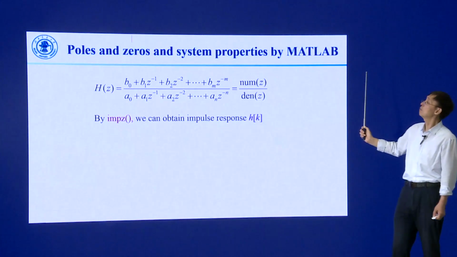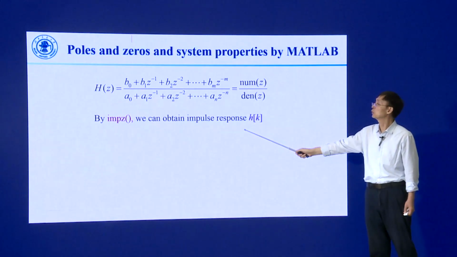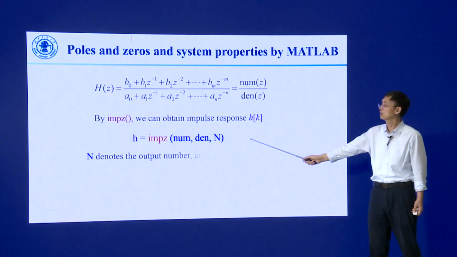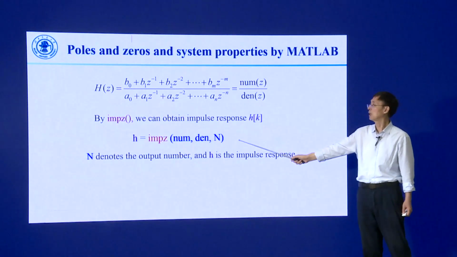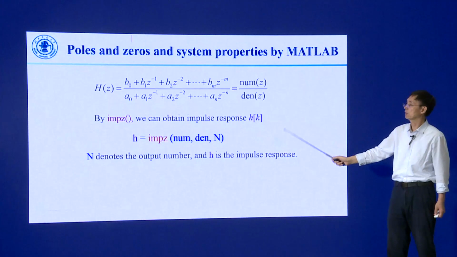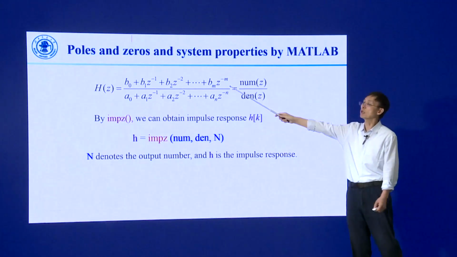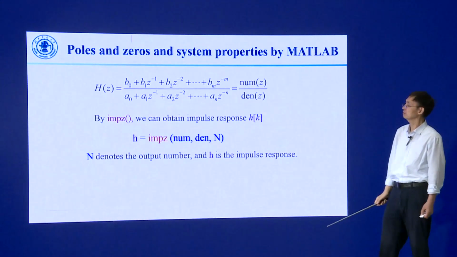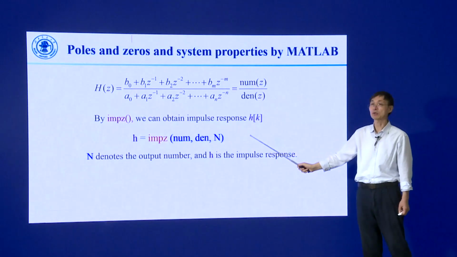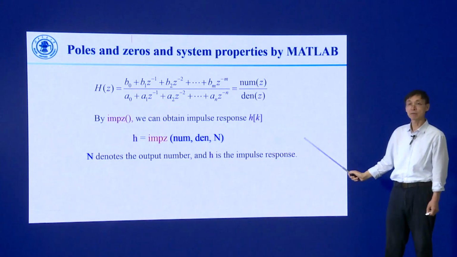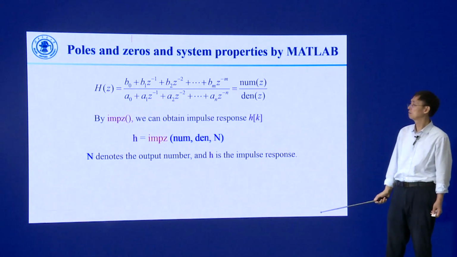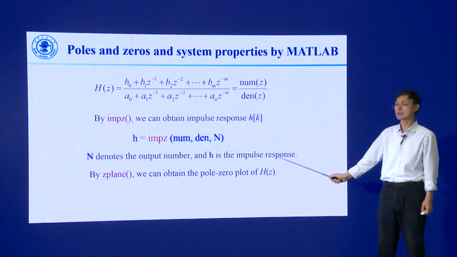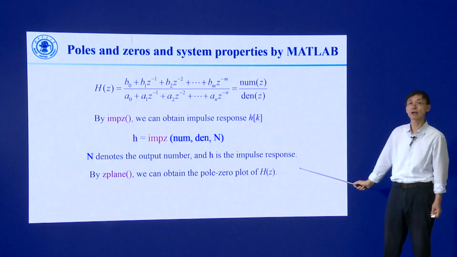We can use this MATLAB function to get the impulse response for this system. Here, the input parameters num and den denote the numerator coefficients and denominator coefficients. A denotes the output number, and H is the impulse response for this system. By this MATLAB function, we can obtain the pole zero plot for this transfer function.